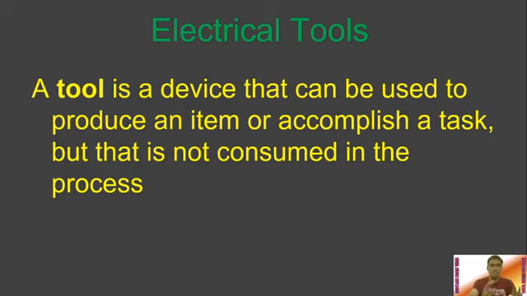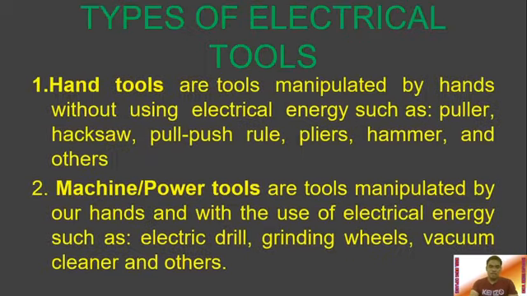It is different from a material because a material is anything that we use that is consumed during the work. After the work has been done, some amount of material will have been used and will not be returned. Okay. So we have the types of electrical tools.